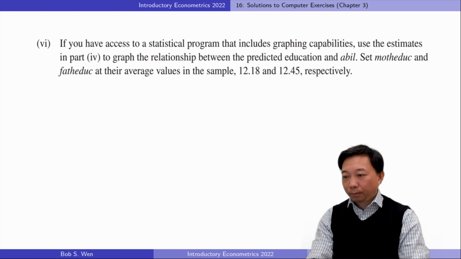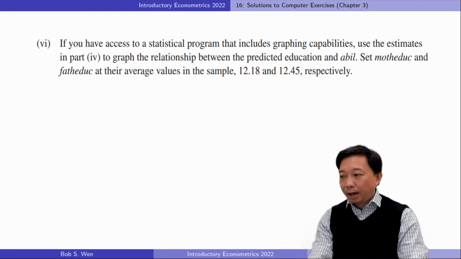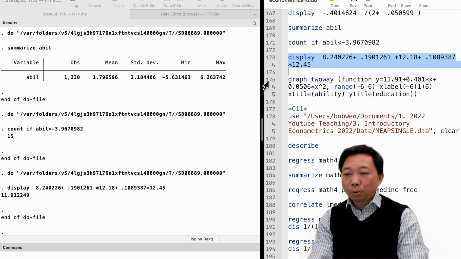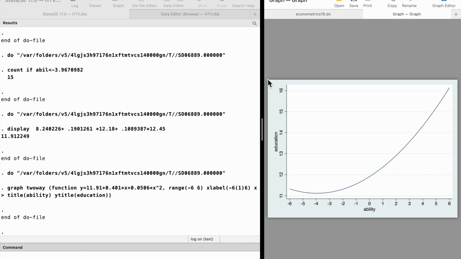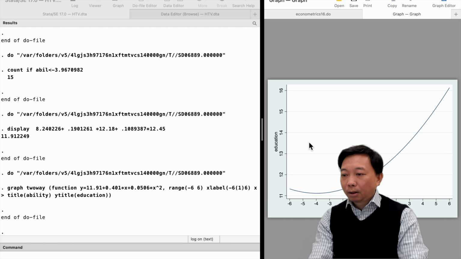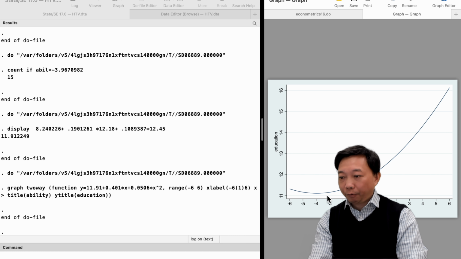For the last question, we plug in the sample means of parents' education and use the command graph twoway function to graph the curve. The ability has a positive effect on education after around -4. And then education increases at an increasing rate with ability.